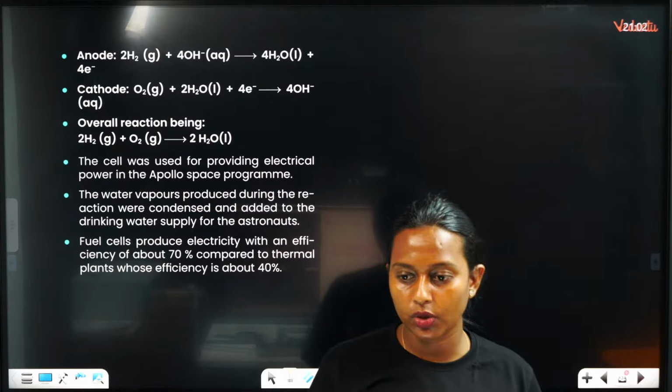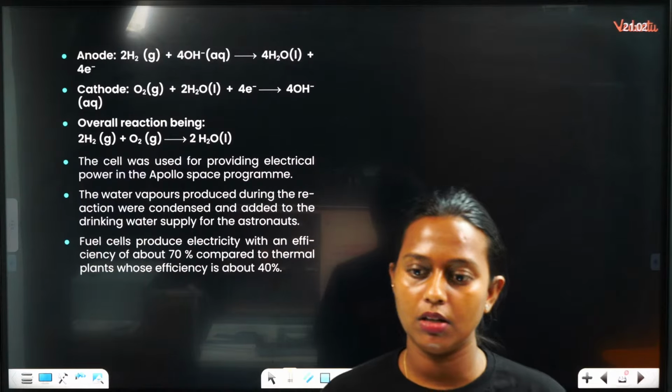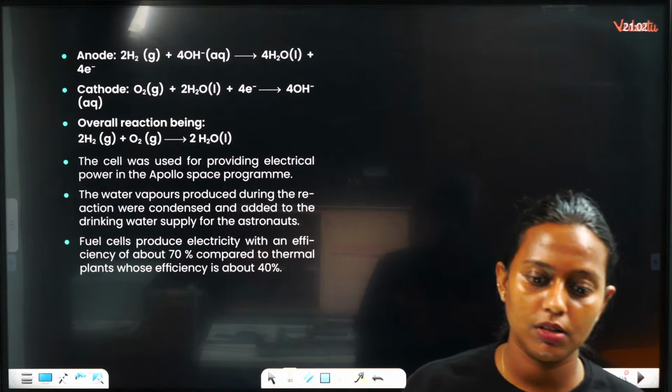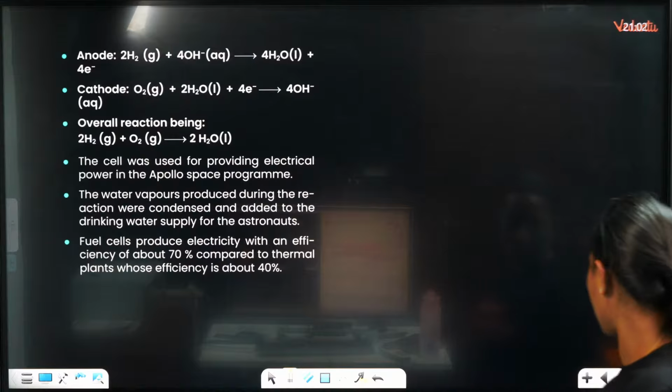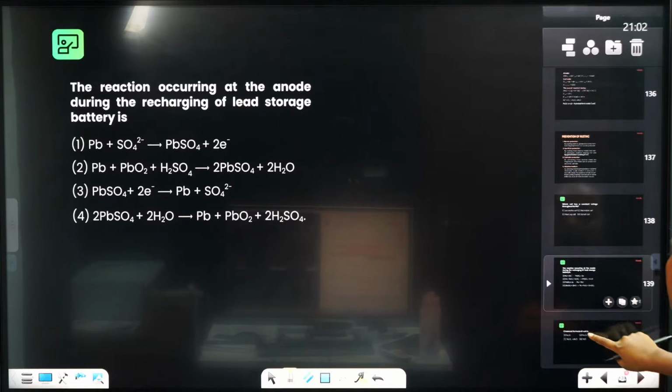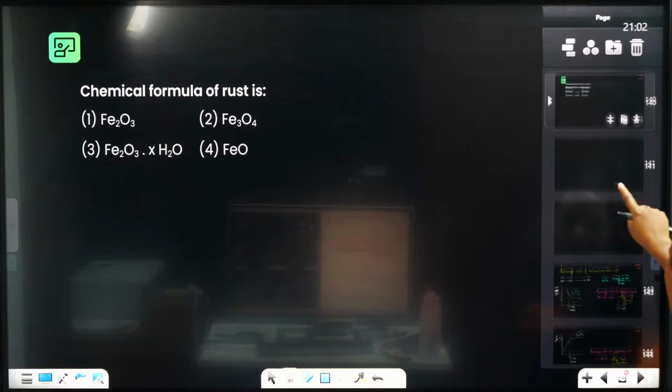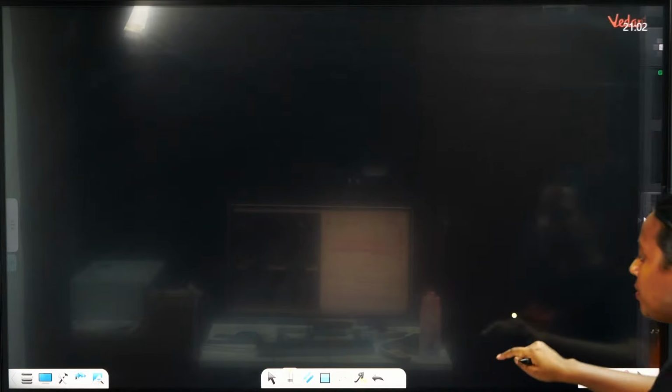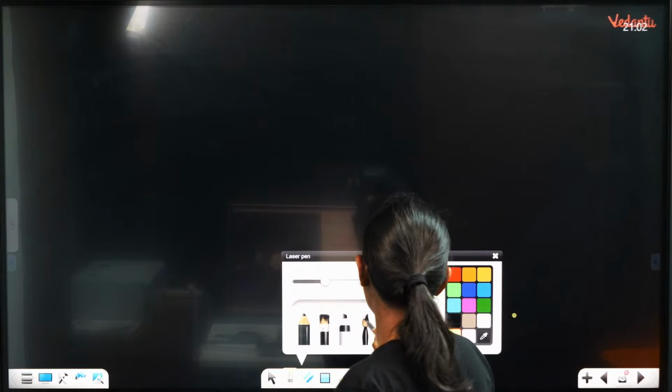Then we are moving to the next chapter. Here all the questions are given, so you can do the questions. Then we are moving to the next chapter, that is chemical kinetics.